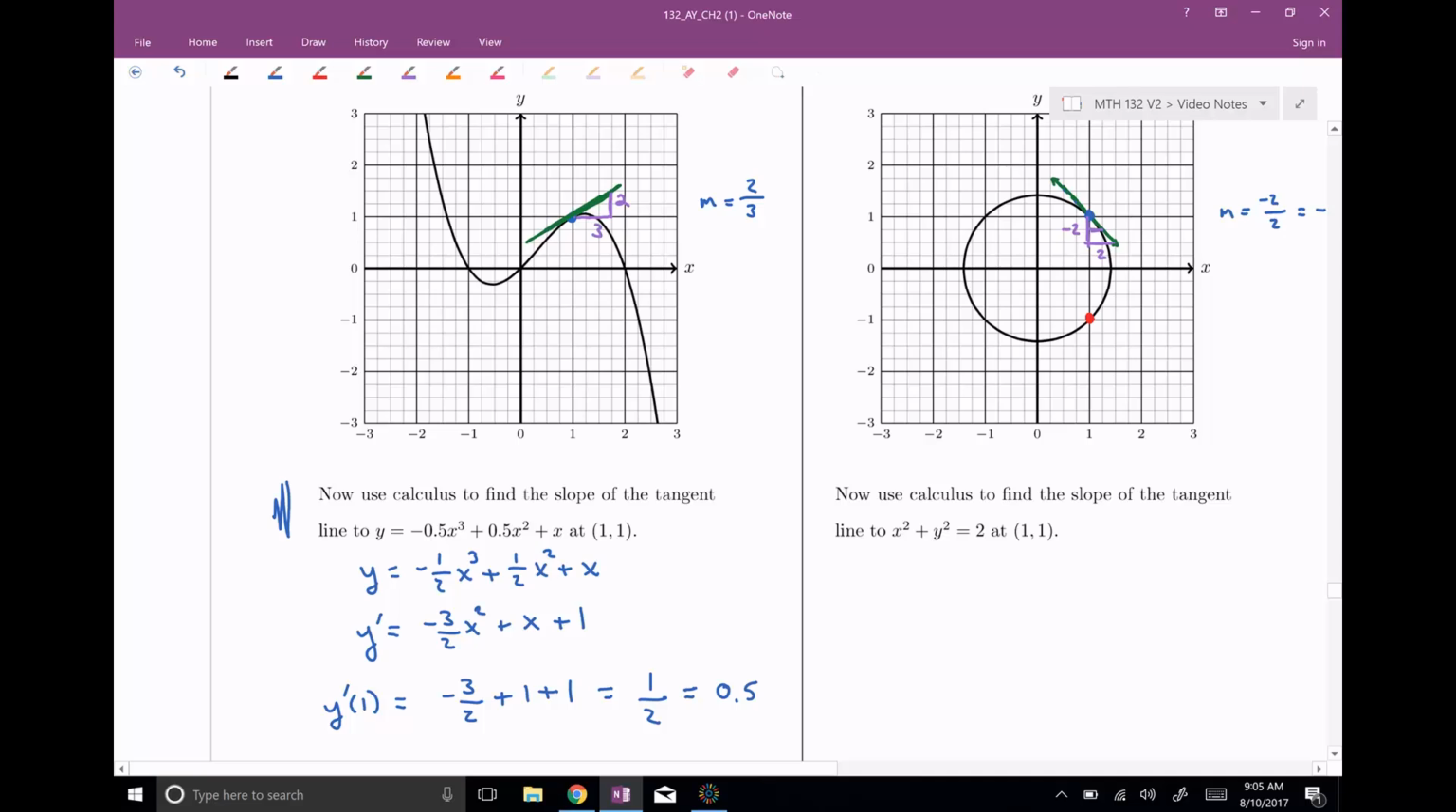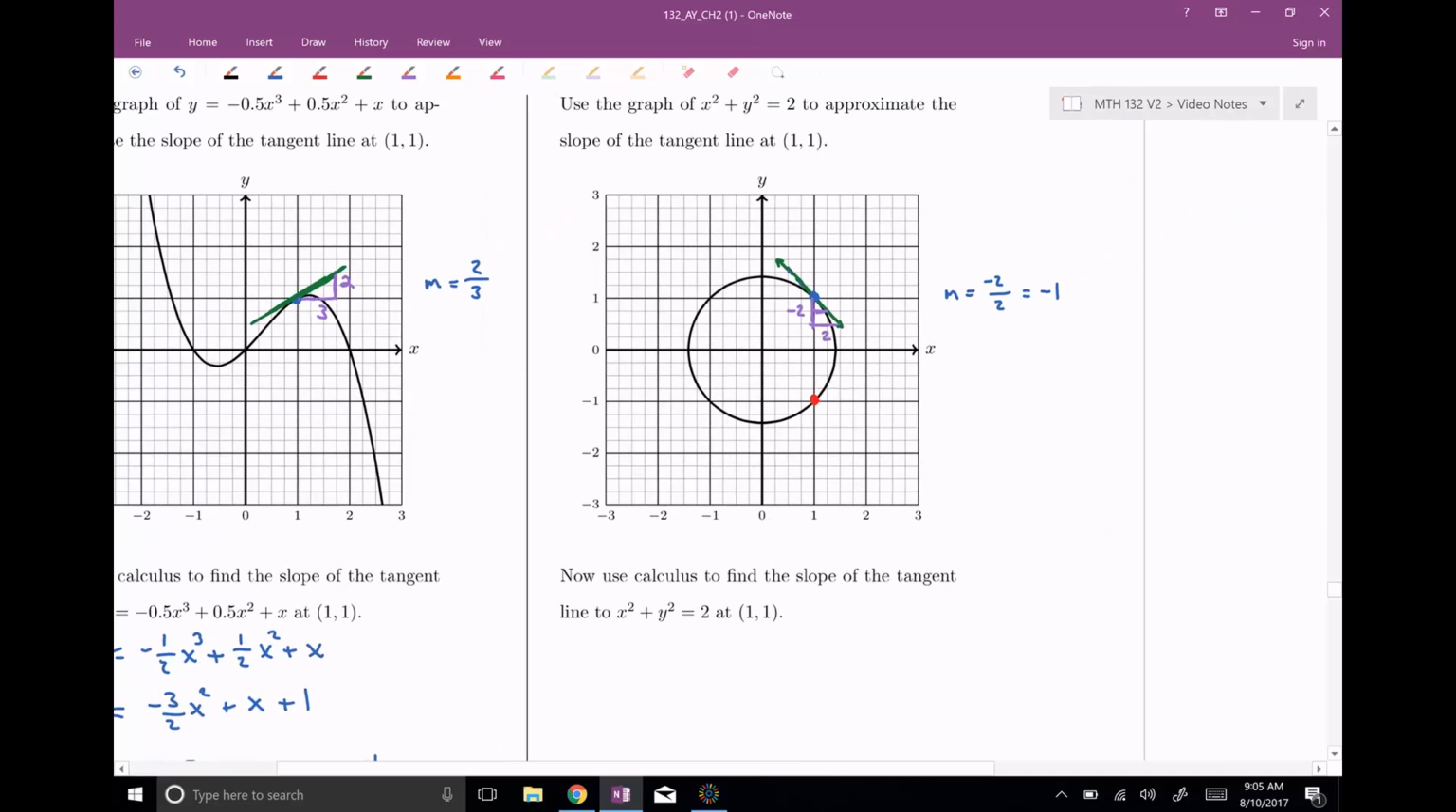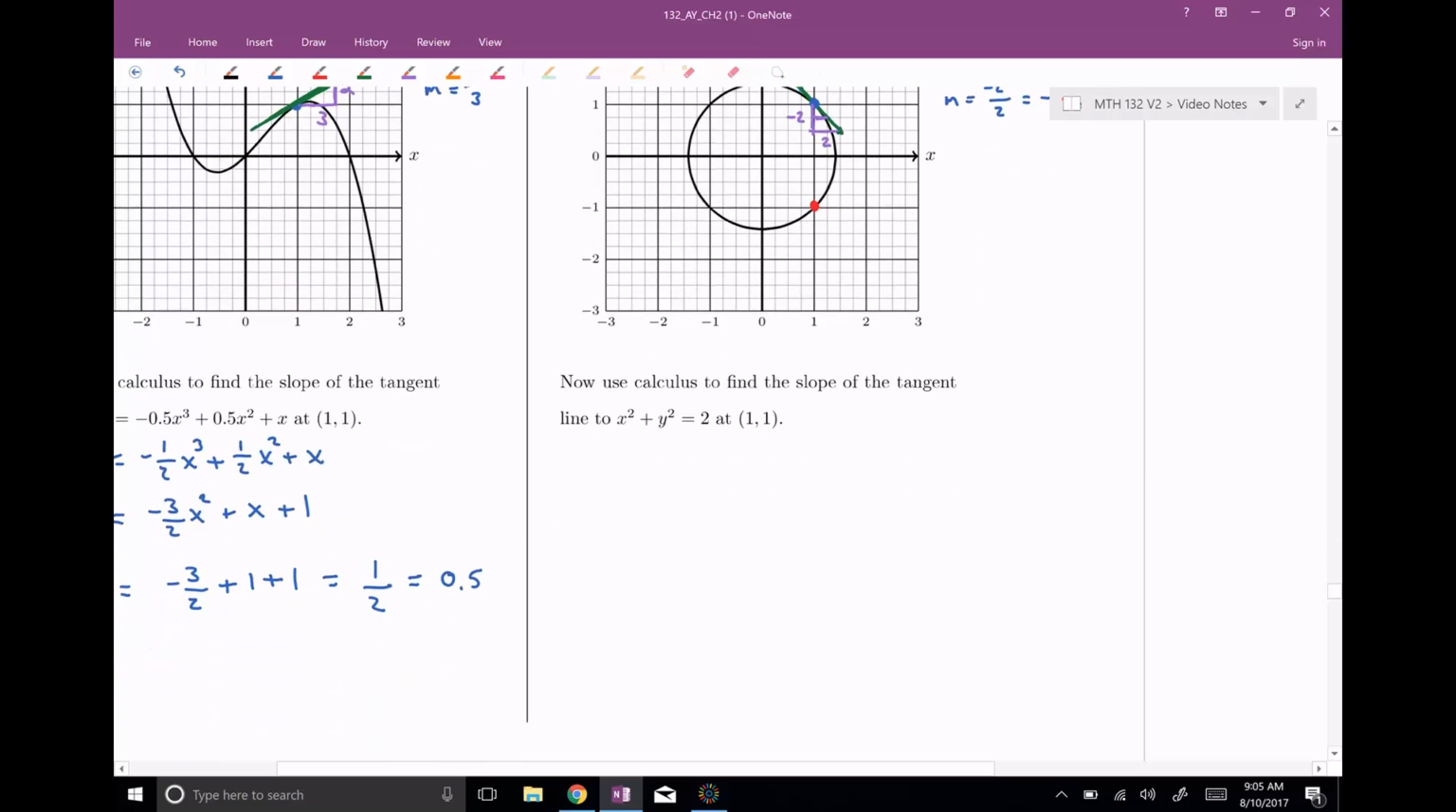Okay, let's try to do the same thing over here, approximating the slope of the tangent line through this nice circle, x squared plus y squared equals 2.